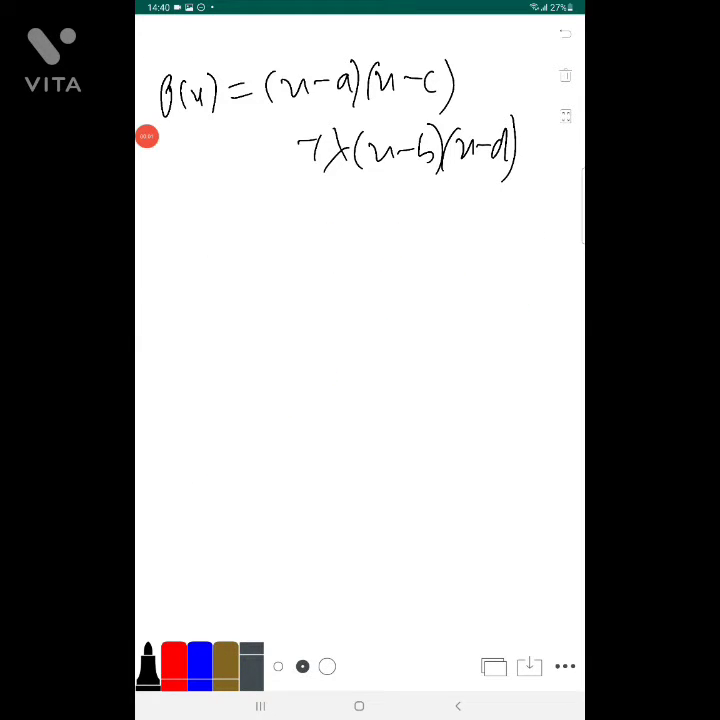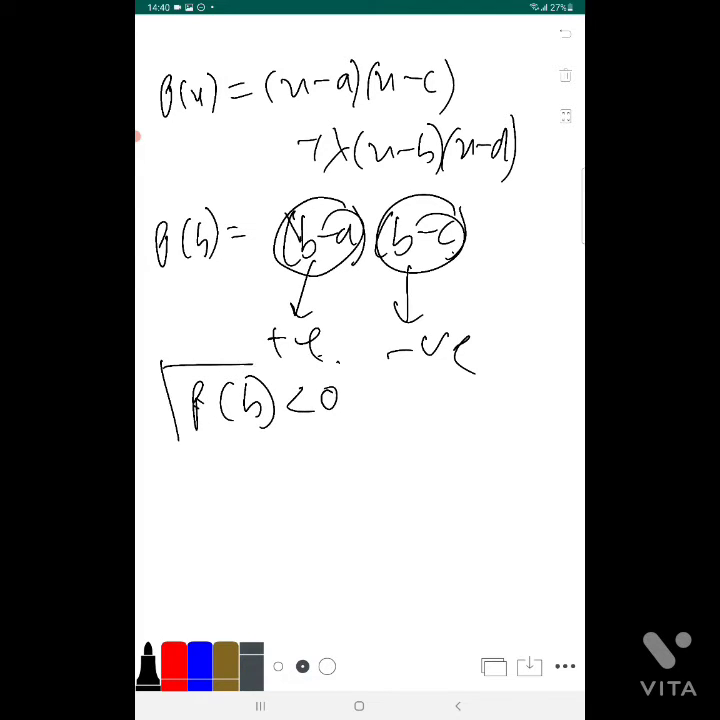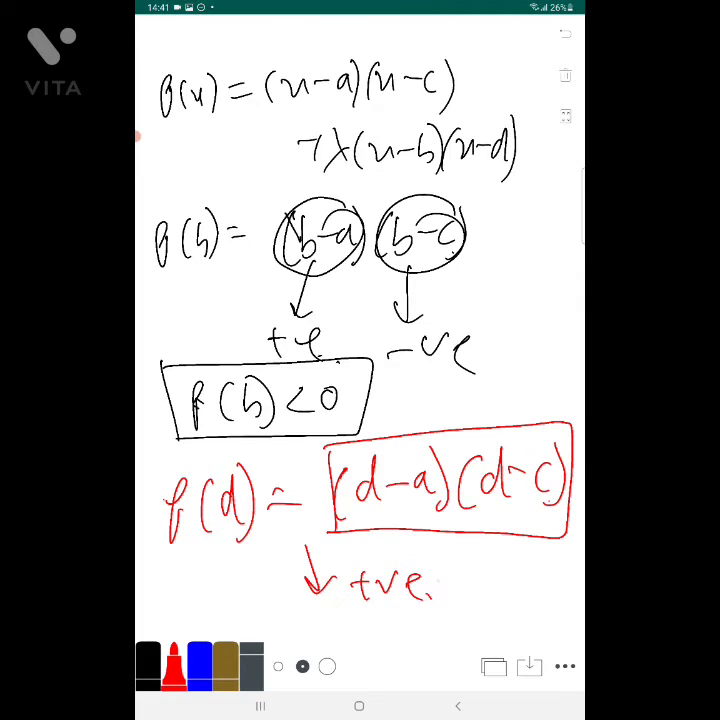So let us start with the second part. We will be putting the value of x as b. So f of b equals b minus a into b minus c. From the condition we can infer that b minus a would be a positive term and b minus c would be a negative term. So f of b would be net negative. And similarly f of d would be d minus a into d minus c, right? So this thing would be net positive.